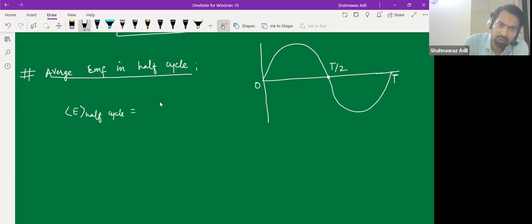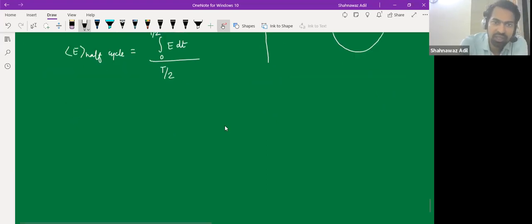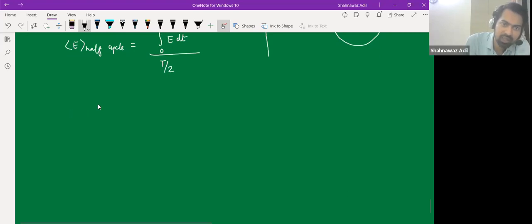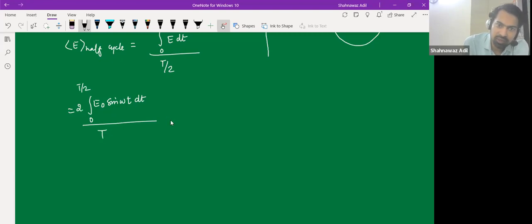So this would be the integral from 0 to T by 2 of E dt divided by T by 2, right? So now we have to calculate this integral. So this would be E naught sine omega t dt from 0 to T by 2, divided by T by 2. The 2 goes in the numerator and this is T. So E naught is constant, we can take it outside.